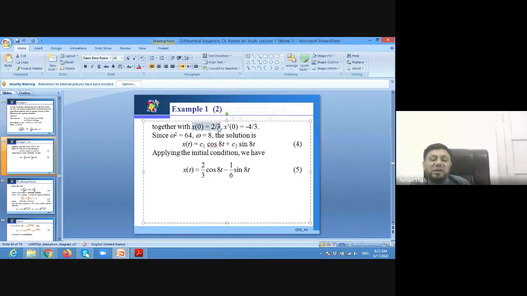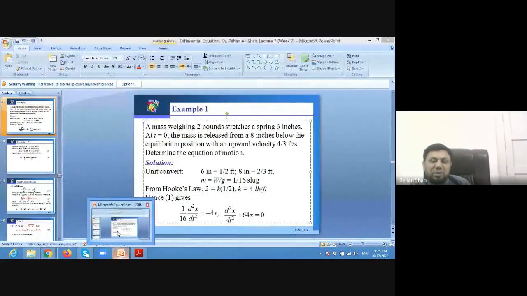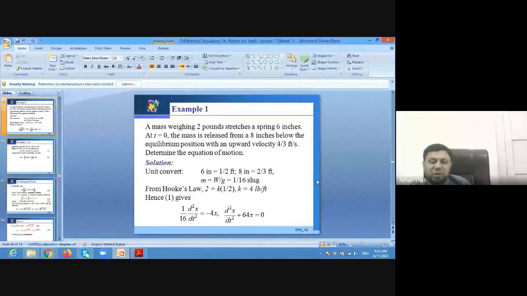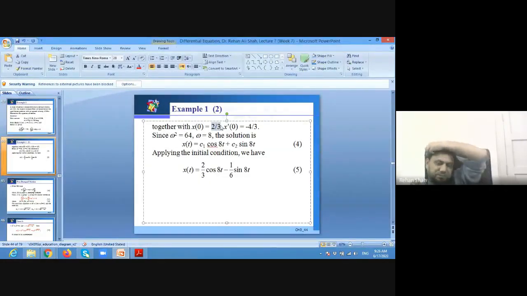8 inches means 2 over 3 feet. When time was 0, the distance is 8 inches. So the length is 8 inches. 8 inches means 2 over 3 feet. So x is equal to 2 over 3 when time was 0. What is the value of x? 2 over 3? Is this clear?